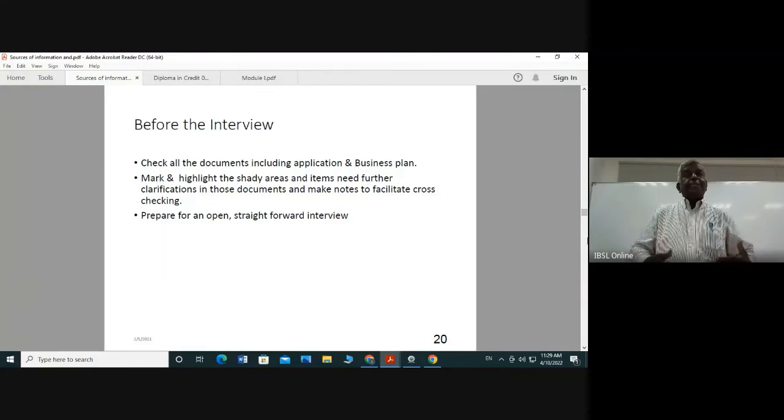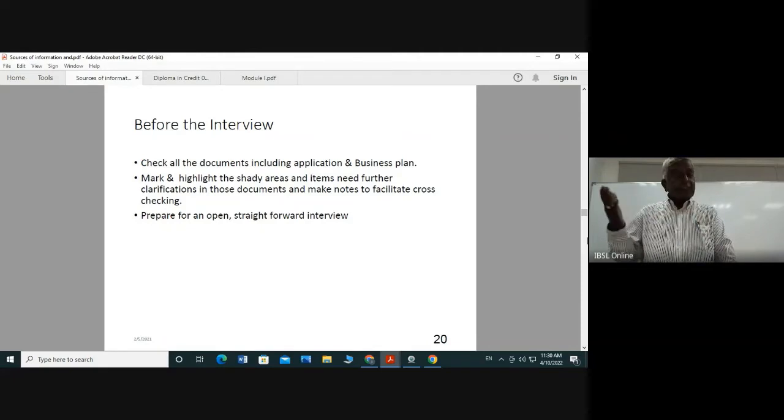So the manager himself or the credit officer himself should prepare for the interview. Check all the documents, including application and business plan. Then mark and highlight the shady areas and items needing further clarification in those documents and make notes to facilitate cross-checking. While going through the documents, there may be shady areas.